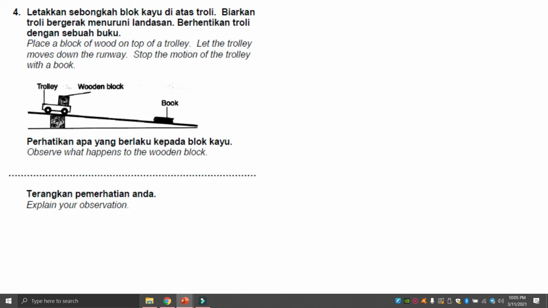Okay, and then the next one. Let's say we place a block of wood on top of the trolley, and then we let the trolley move down the runway. Then we stop the motion of the trolley with the book. So we put the book at the end, here, right? And then we have to observe what happened to the wooden block.